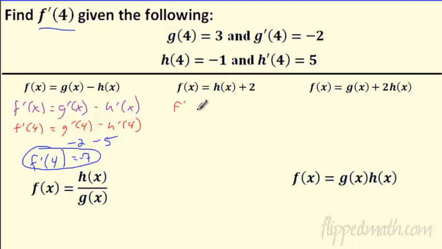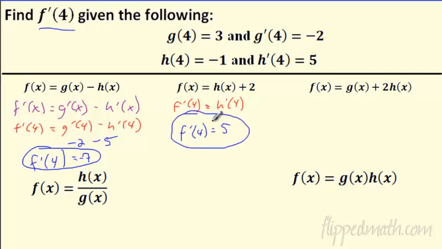So if I take the derivative of this, I'm going to go ahead and evaluate at 4 if that's okay. Kind of skip a step there. So the derivative of this will just be what? H prime of 4. What happens to this 2? It disappears. It's a constant. We don't need it. So what is this really? This is just 5. The f prime of 4 over here equals 5.